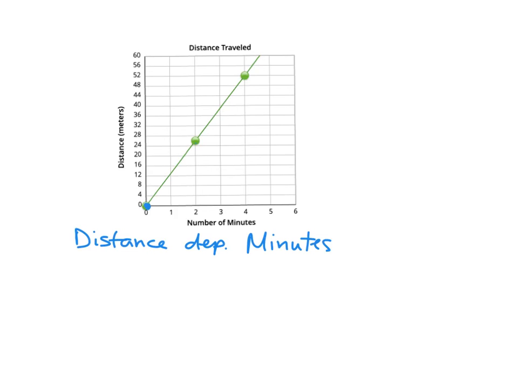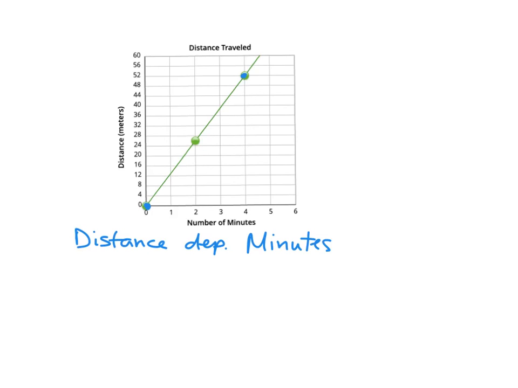Now, I see this dot. It looks like it's right in between 24 and 28. So I could be pretty sure that that's 26. But just to be really accurate and sure, I'm going to go to where a dot is right on the grid. So I'm going to go to this dot. Notice that this dot is right on the grid at 4 minutes is exactly 52. So I'm going to use that to find my unit rate.